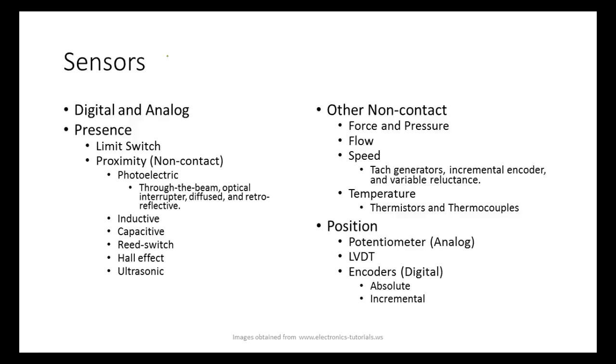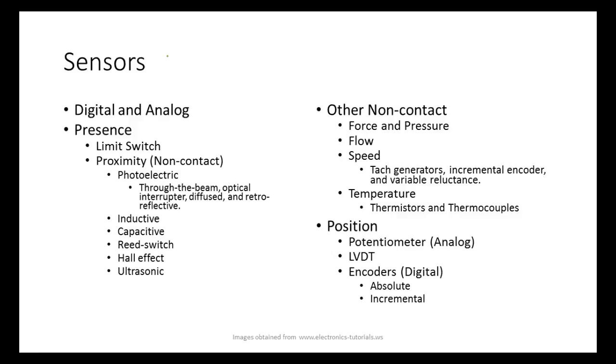So the predominant digital sensors that you're going to run into in industry are going to be limit switches. Even though limit switches are a proximity sensor, they have been around so long that they have the honor of having their own name and their own category. Then when you hear the term proximity sensor, they're talking about our non-contact solid state systems. So photoelectric, what do you think they sense? Light. We have through the beam, optical interrupters, and retroreflective. I think I showed y'all those the other day, right? Then we have inductive. We talked about those. What are those sensing? Metals. And then we have capacitive. What are they sensing? A lot.